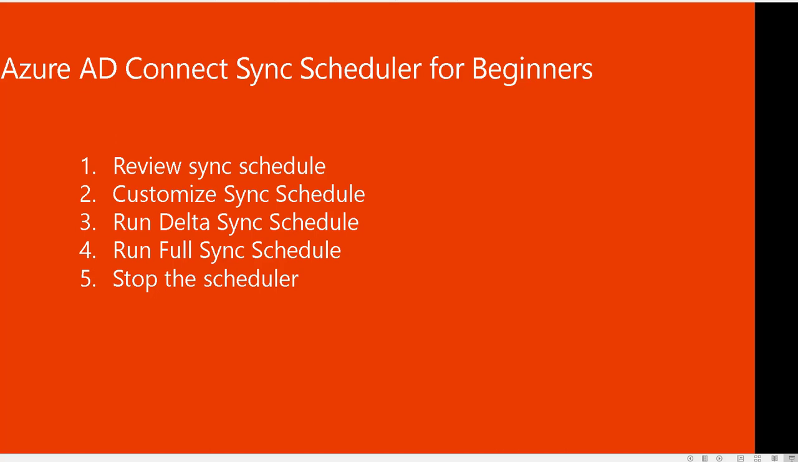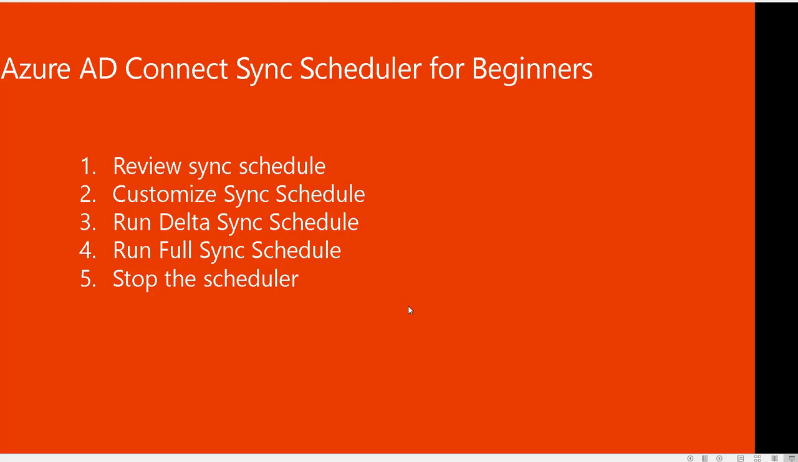So in this video, I'm going to go through the Azure AD Connect Sync Scheduler. This is mainly for beginners. If you are new to AD Connect, you want to know what's the difference between Delta Sync, Full Sync, sync customs, sync time, default sync time, all that stuff. I'm going to show you that right now.